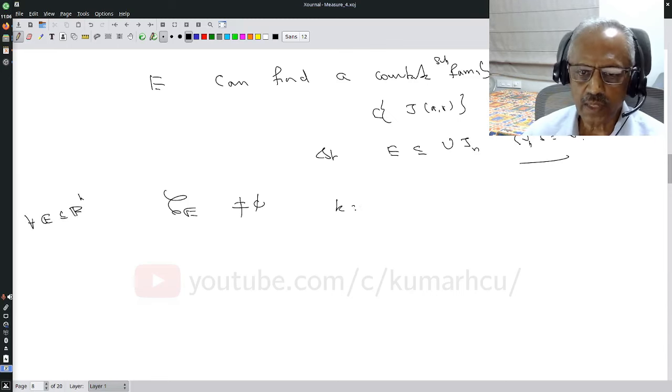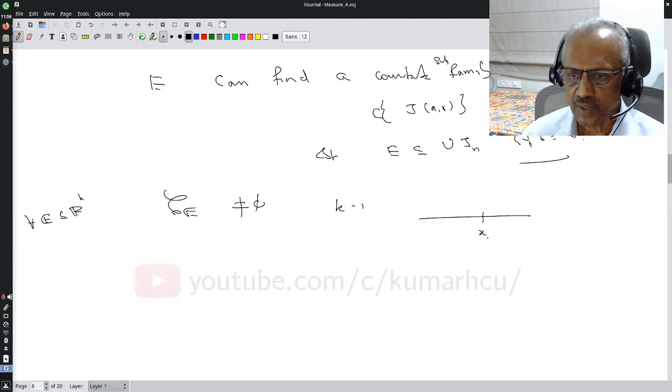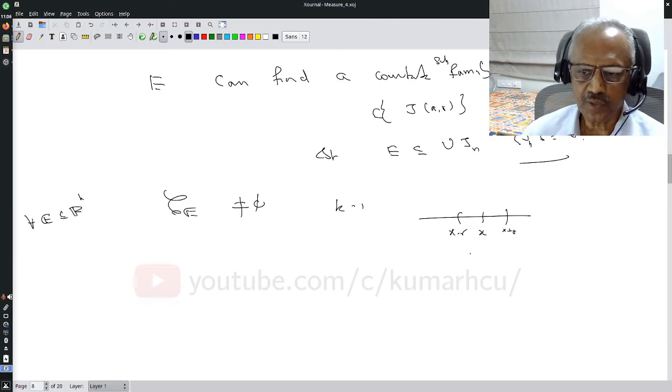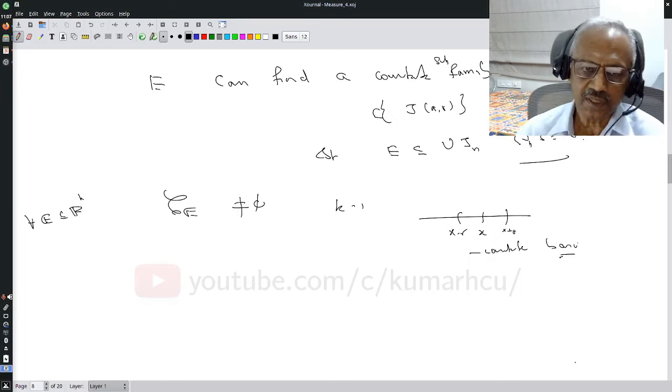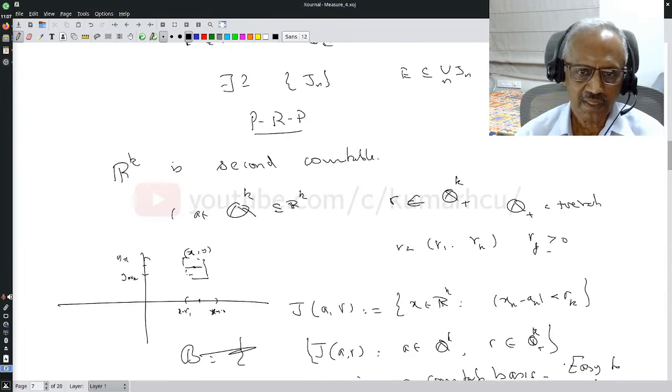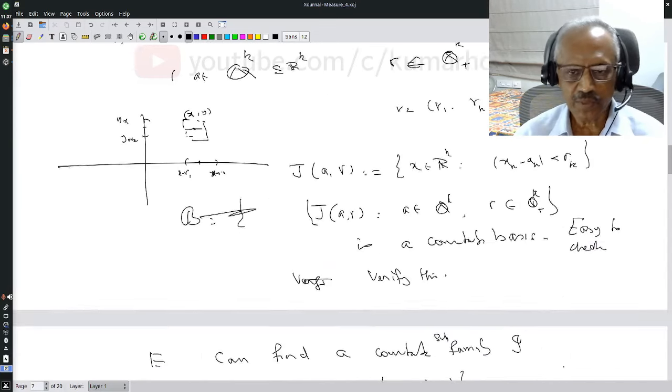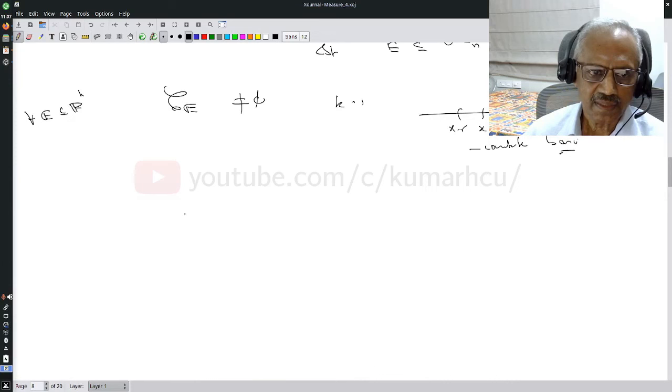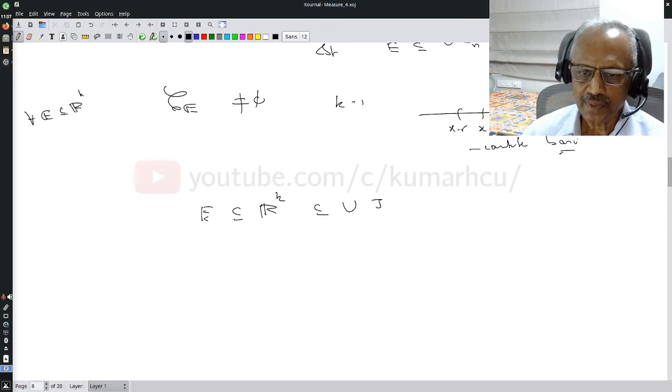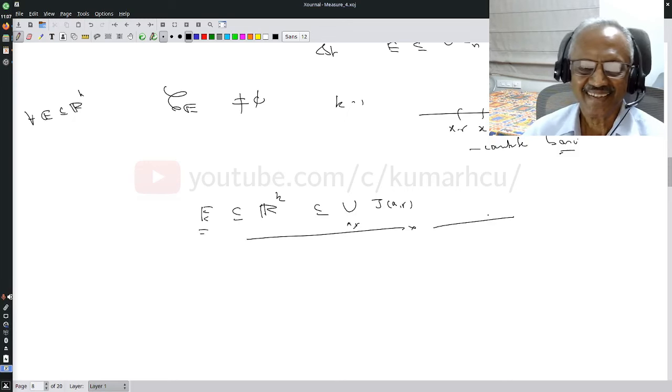So when K equals 1, try to understand what this means. You are starting with x a rational number and looking at x minus r to x plus r, that's all. And you know this is a countable basis. Remember, countable basis deals only with open sets. But how do I know I am going to have this for R? Notice that E is contained in R^K. Now R^K is contained in the union of J(A, R). Therefore, there is at least one countable collection. Please pause, review, proceed.